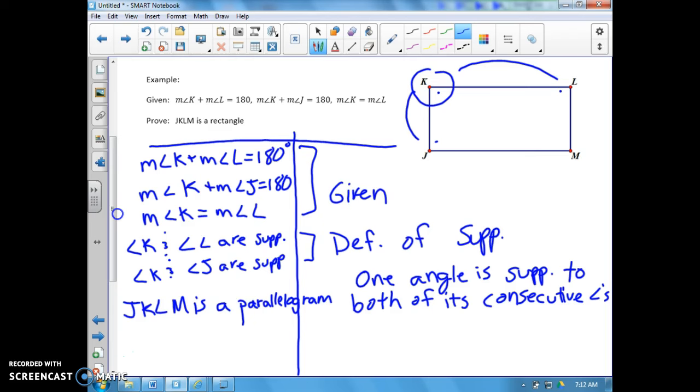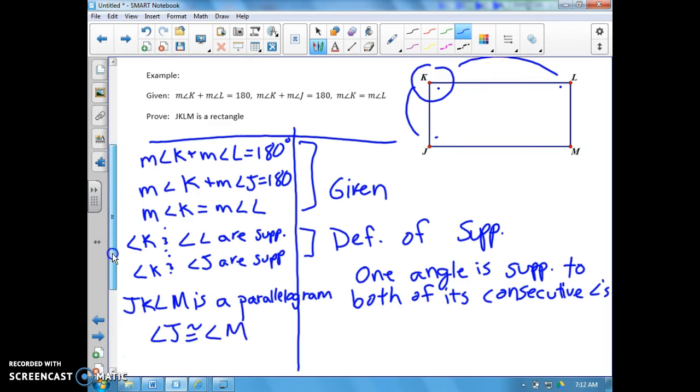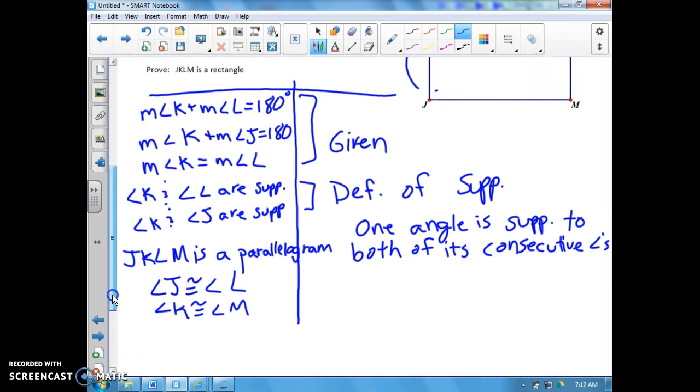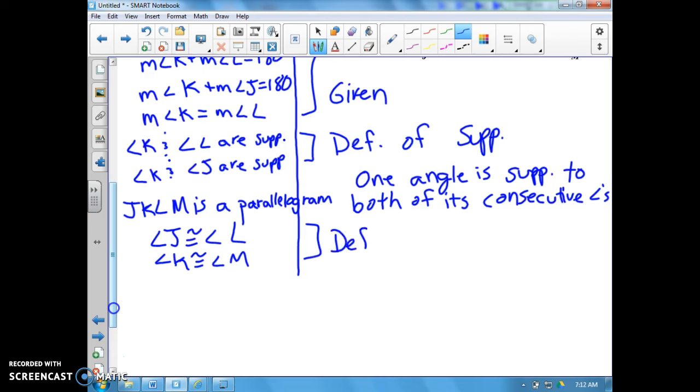Okay? So if it's a parallelogram, things get really nice from here, because what I know now is that opposite angles are congruent. So I can say that angle J is congruent to angle L. And angle K is congruent to angle M by the definition, because opposite angles in parallelograms are congruent.